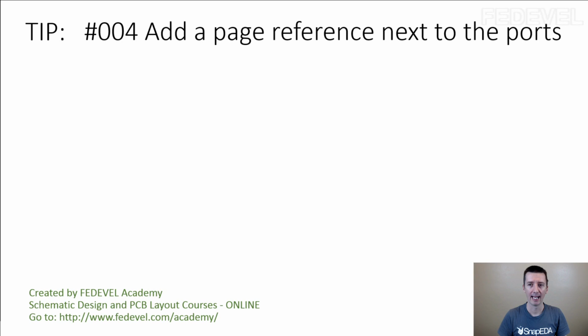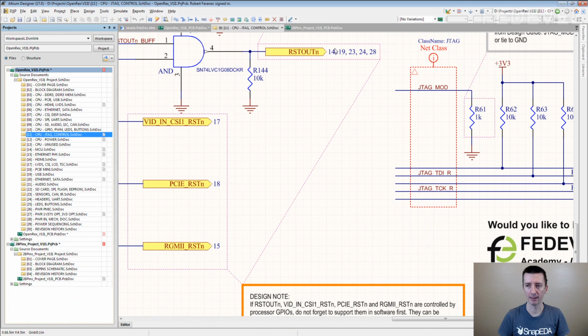Tip number four, add a page reference next to the port. Do you know what I mean? This. These numbers here. Do you know what they are? These numbers, they tell you on what pages this signal continues.